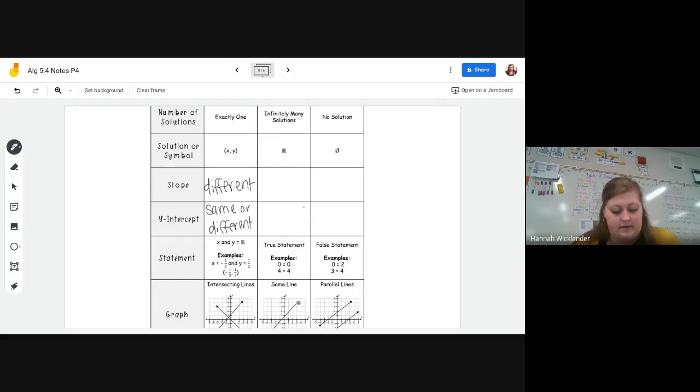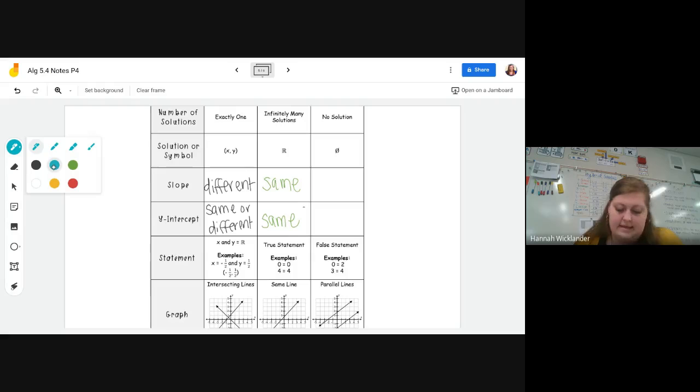Now we come over to infinitely many. The symbol is this fancy R, but when we're answering our homework today, you'll just put infinitely many. And then the slope, remember infinitely many is the same line. So they're going to have the same slope and the same y-intercept because they're going to start at the same spot and look the exact same. A true statement, 0 equals 0 and 4 equals 4. As you can see here, the graph, they're the same line.